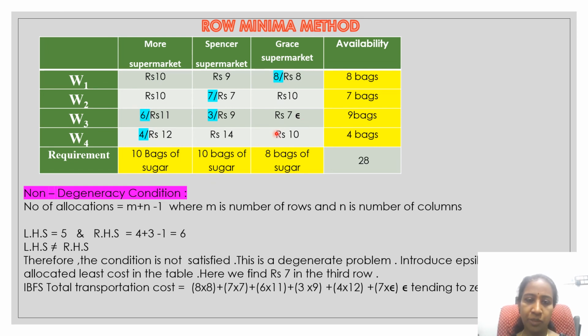Now IBFS transportation cost is 8 into 8. So I purchase 8 kilos at rupees 8 transportation. So 8 into 8, 7 into 7, 3 into 9, 6 into 11 plus 4 into 12, plus 7 epsilon. That epsilon tends to 0. And the total IBFS solution is equal to 8 into 8 plus 7 into 7 plus 6 into 11 plus 3 into 9 plus 4 into 12 plus 7 epsilon tending to 0, which is equal to 254 rupees.